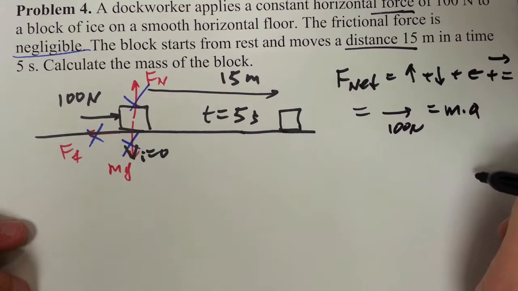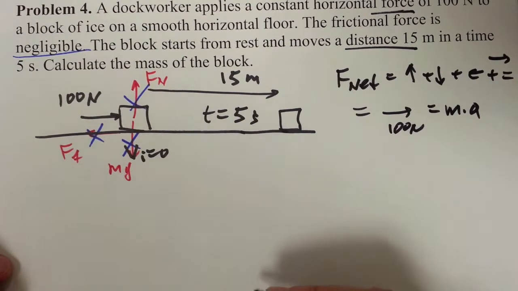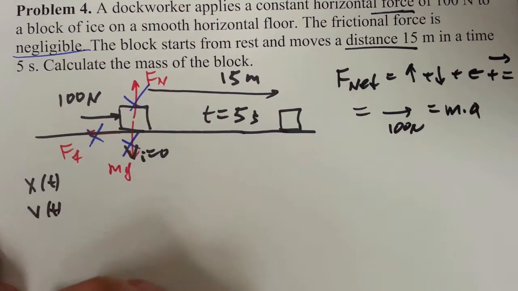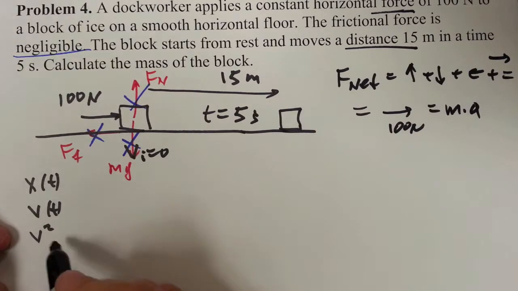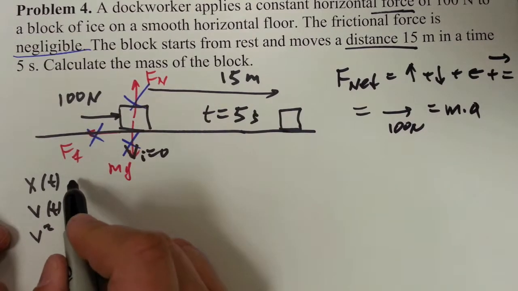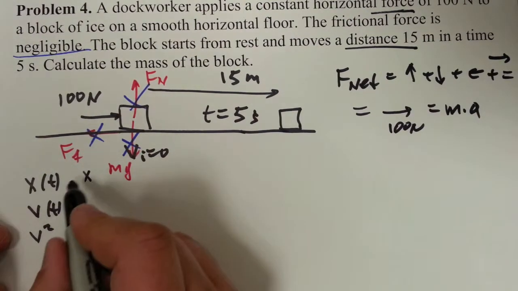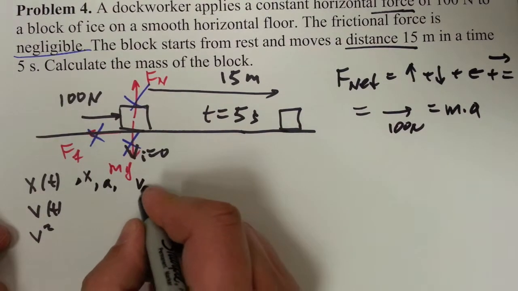So if we knew the acceleration, that will give us the mass. How can we get the acceleration? Well, we can use the motion equation, we can use the velocity equation, or we can use the equation which relates speed squared and the rest of the stuff. So, the first equation, what does it relate? Well, it relates displacement, acceleration, initial velocity, and time.